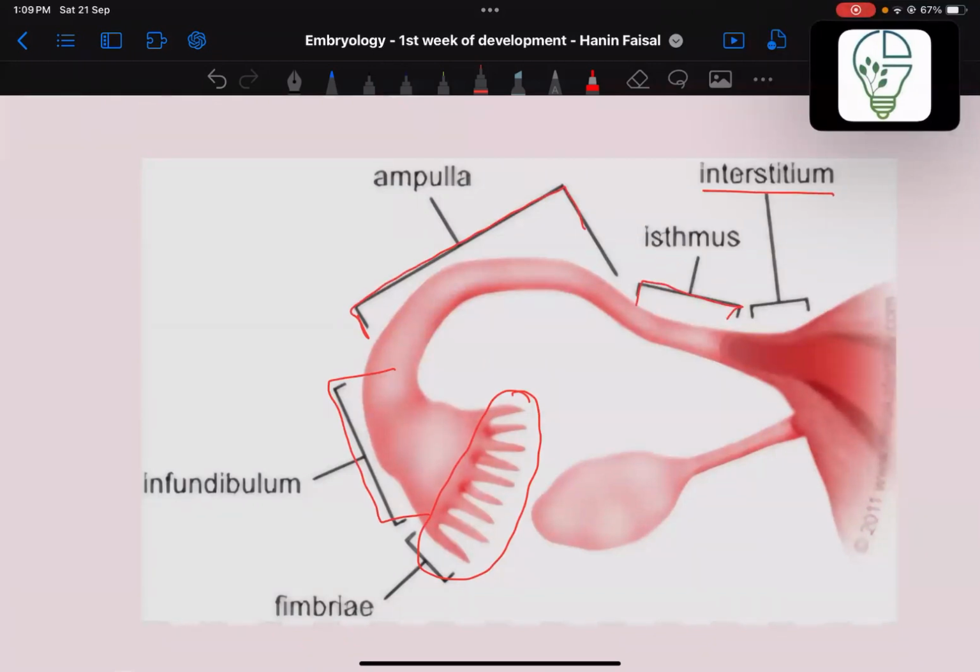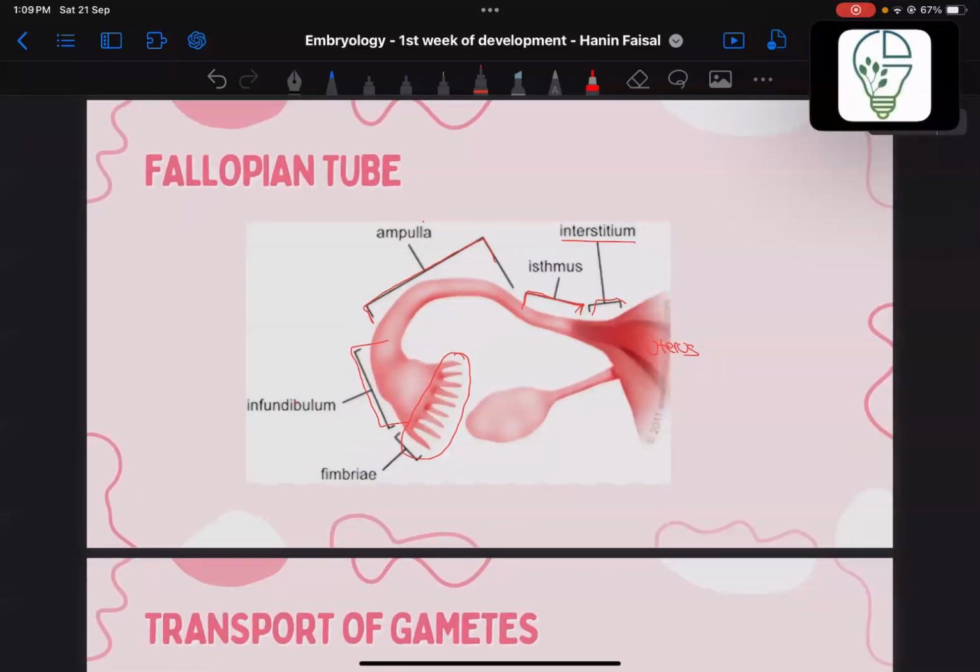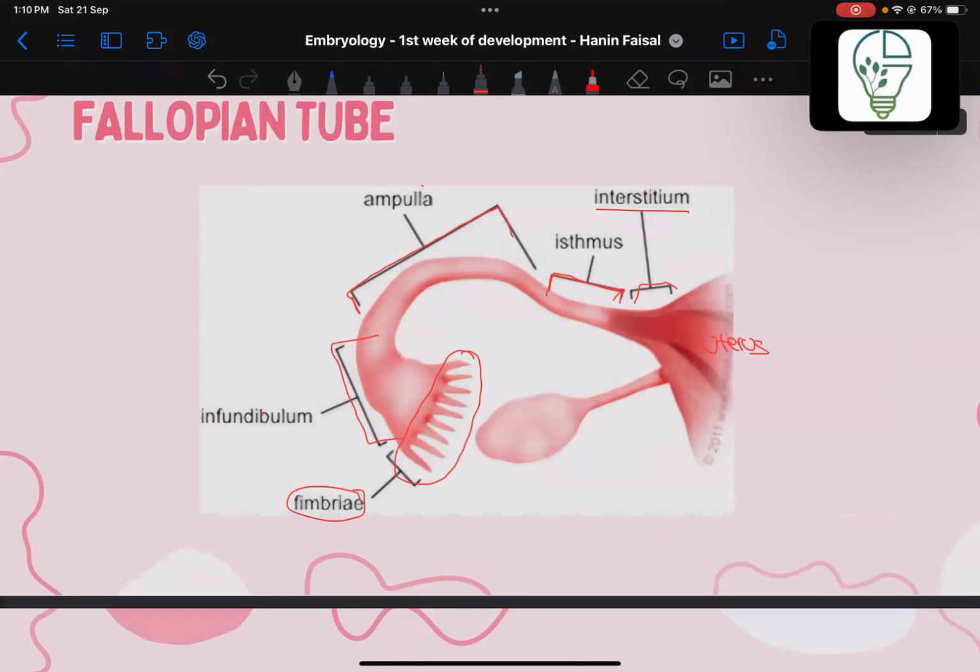This interstitium is the one that's closest to the uterus, because here this is the uterus. And here's the interstitium. Here's the isthmus, ampulla, infundibulum, and fimbriae. If I'm going to memorize specific ones, it will be the fimbriae and the ampulla and the isthmus, because those three structures, they're going to have specific functions.